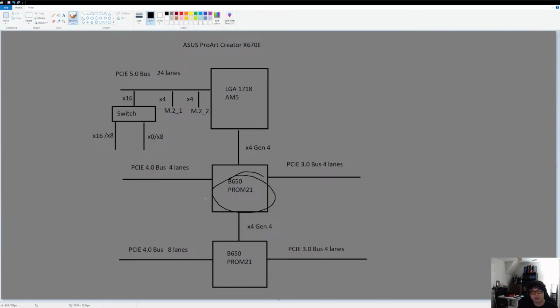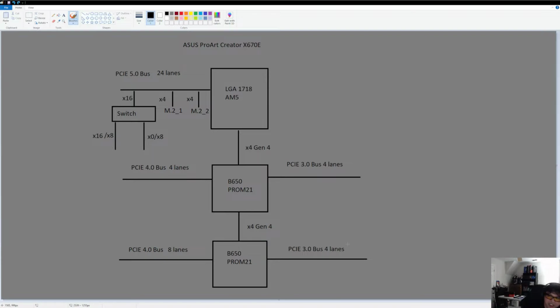The primary will have 4 lanes for the 4.0, and the secondary will have 8 lanes for the 4.0. Now, the reason why the primary has fewer lanes is because 4 of the lanes that would have totaled 8 are utilized as a downstream, downlink interface to the second chipset. If the second chipset was disconnected, then we would have 8 lanes up here available.